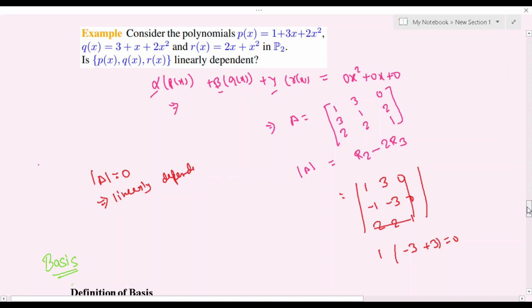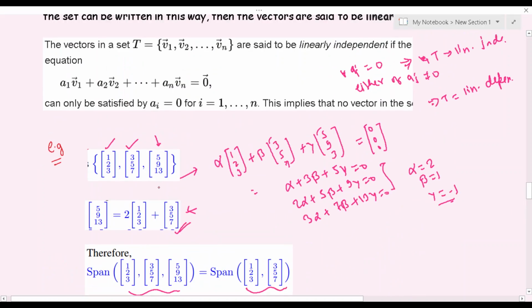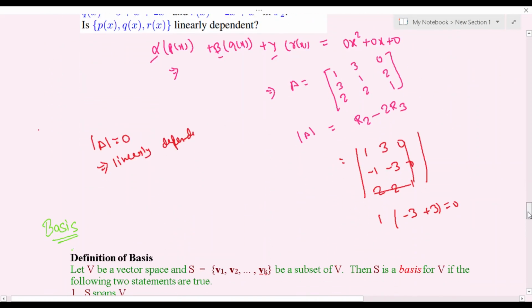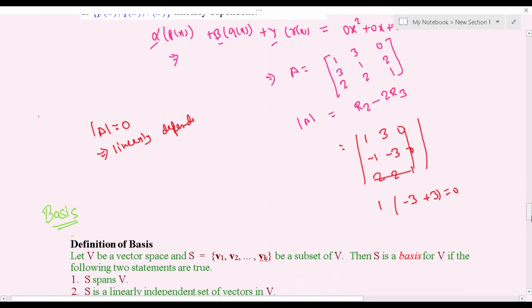A similar approach works for the previous matrices. You can find the determinant of the matrix formed by these three column vectors, and if the determinant is 0, then they are linearly dependent, else they are linearly independent.